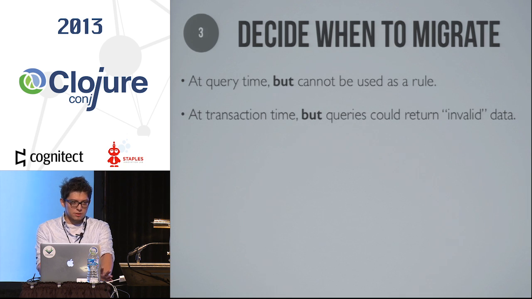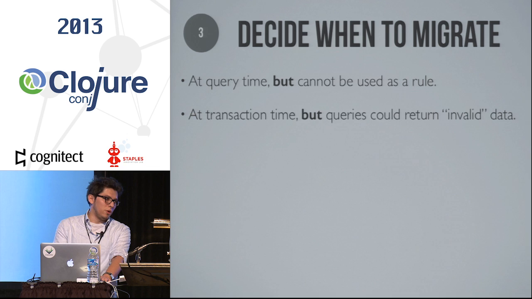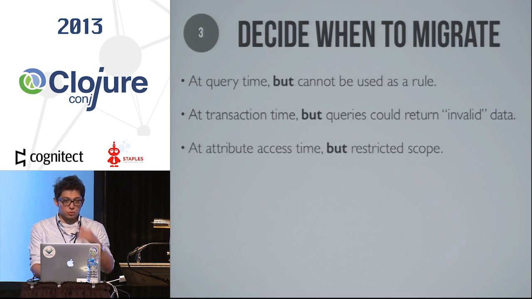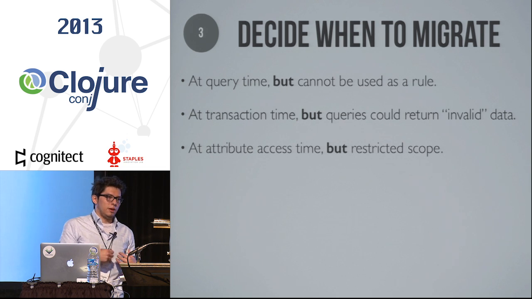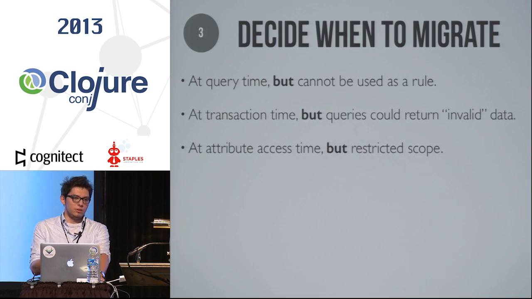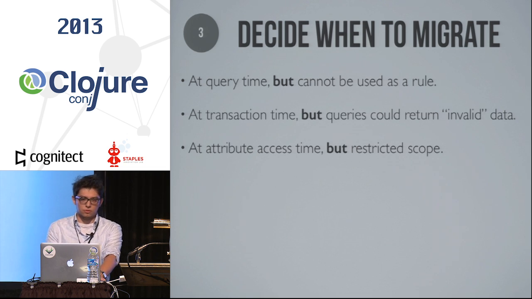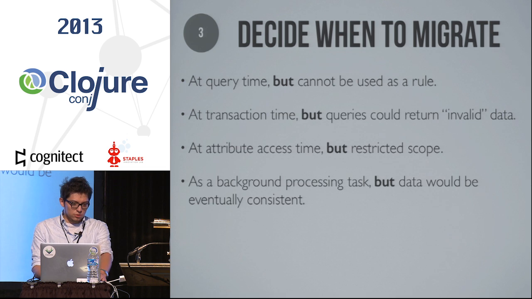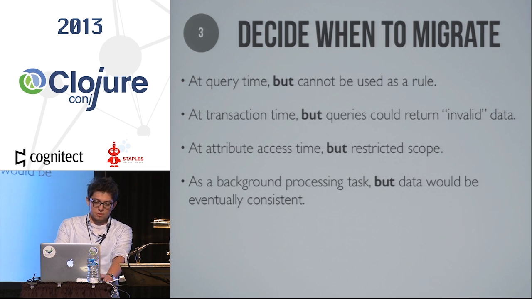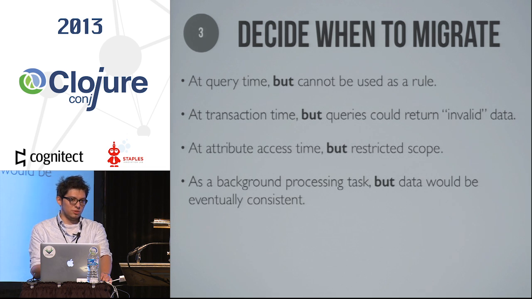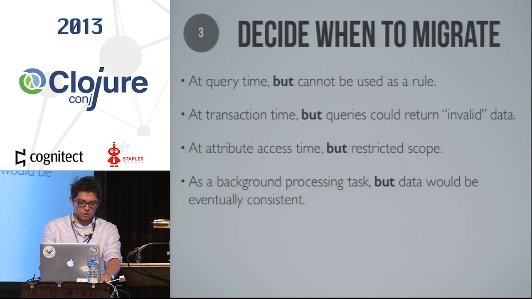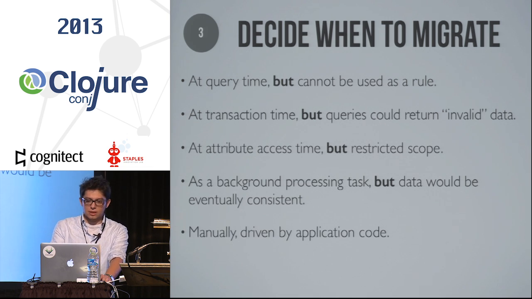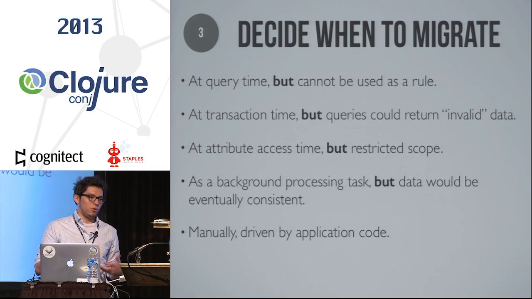You could fix the data at migration time, but if you made queries, they could return invalid data. You could do the migration every time you ask for an attribute, right? If you have an abstraction on top of Datomic and someone asks for a person's health insurance, at that moment you can figure out that, okay, that instance doesn't have a health insurance, and you could use the database function to calculate it. You could also use background processing tasks, but that would only eventually fix your instances in the database, or, as a last resort, you could manually do it in application code. The point is that these hints, this information, are there for someone to take an action on them.